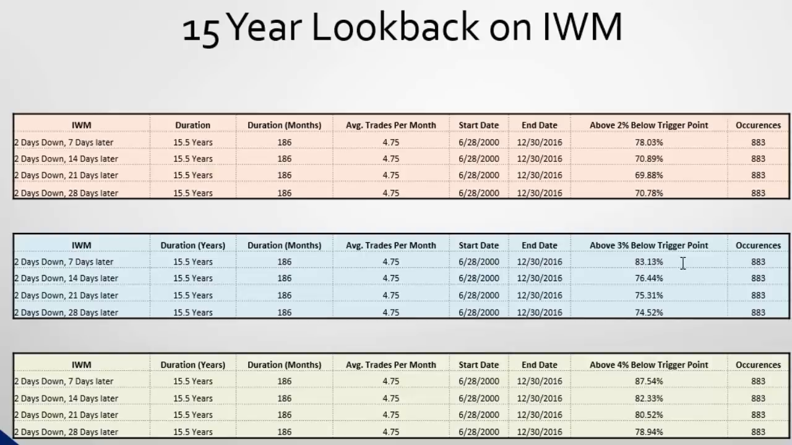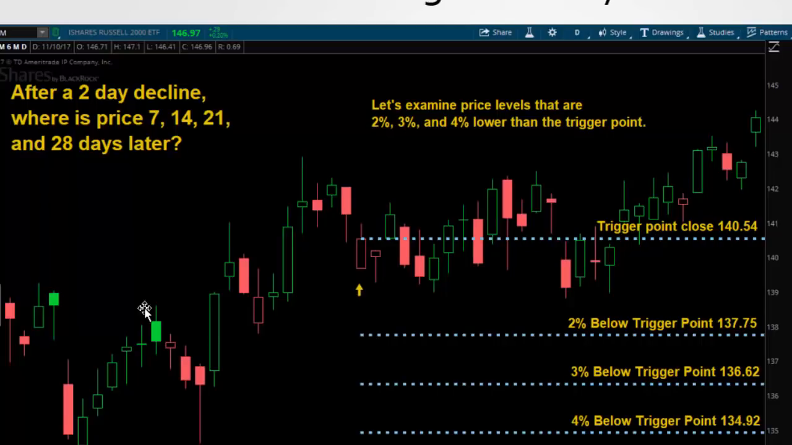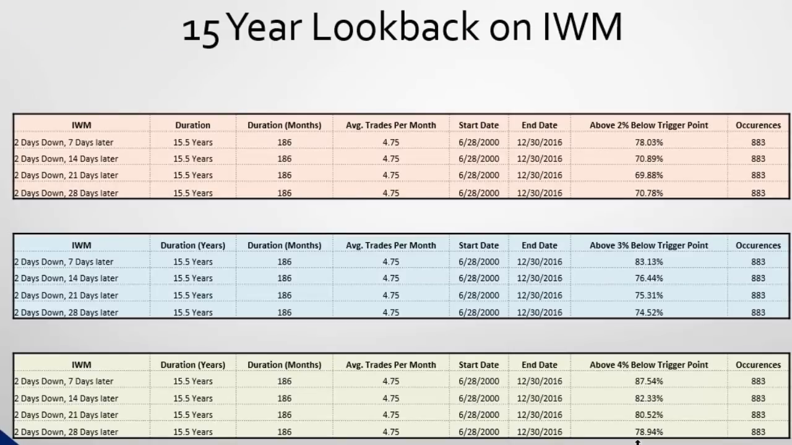So kind of interesting. And we'll just go ahead and look at the 4% below. So again, if this was the close and you can sell it, you get a good credit for a credit spread down here at 135. That's 4% away. There's almost 80% chance on most of these, and almost 87% chance that it's going to be above that 7 days later.